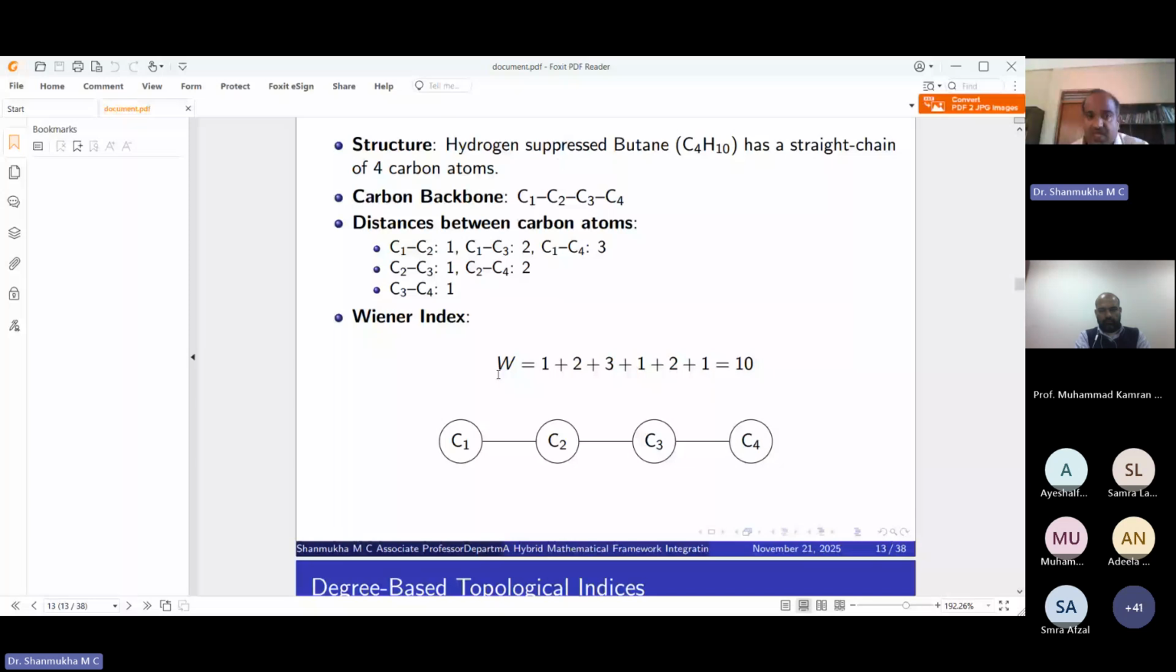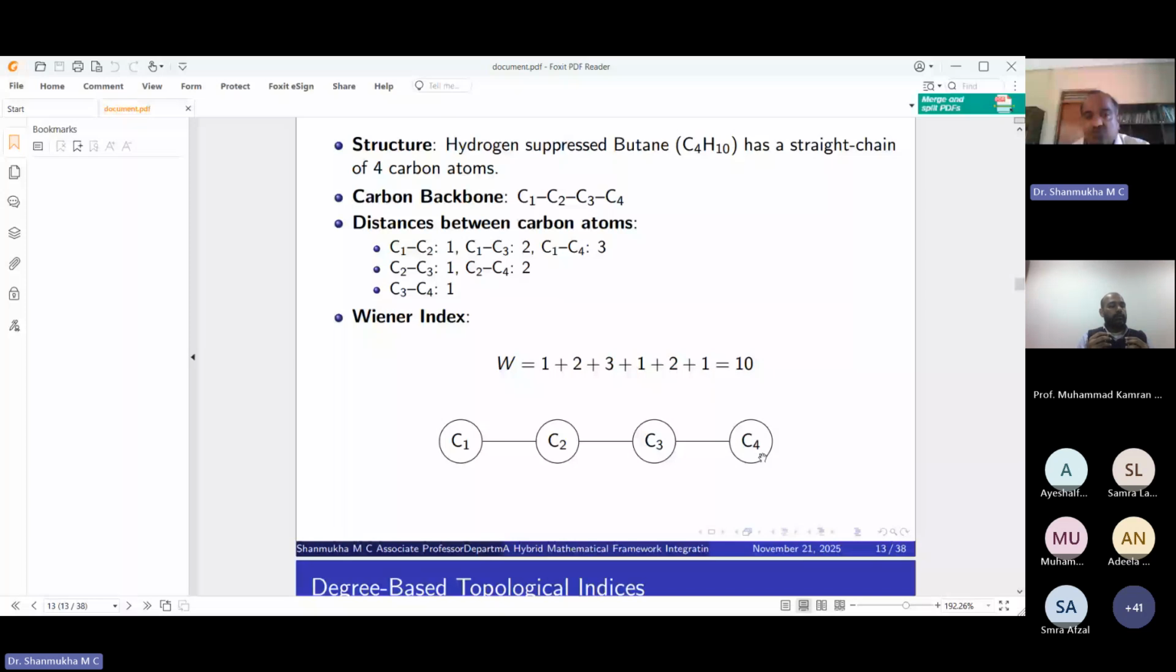First we identify the distances between carbon atoms. The distance of C1 to C2 is 1, C1 to C3 is 2, and C1 to C4 is 1, 2, 3, so 3. Then the distance of C2 to C3 is 1, and the distance of C2 to C4 is equal to 2. Then the distance of C3 to C4 is 1.